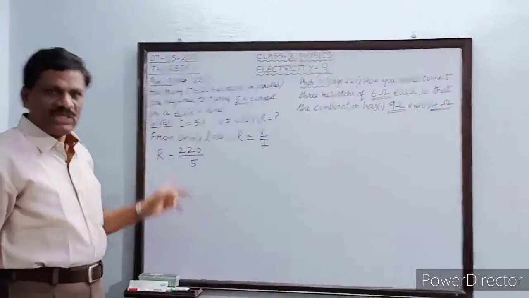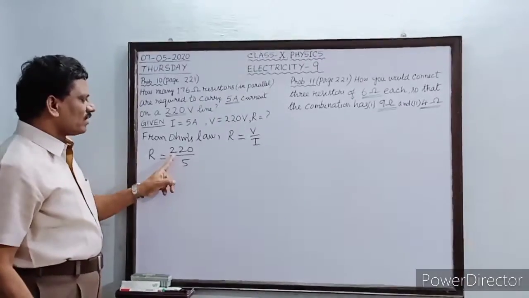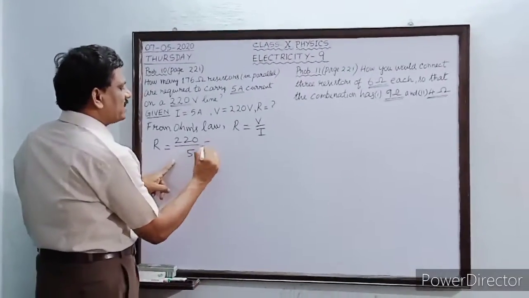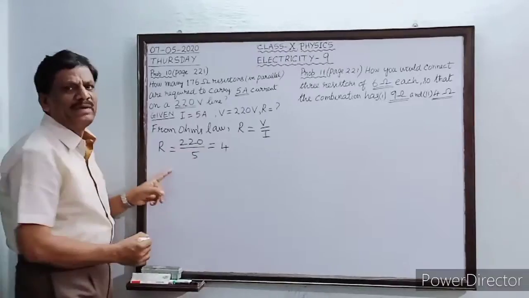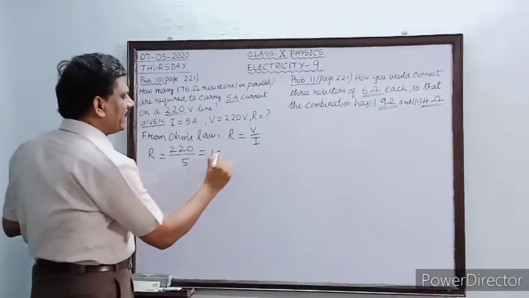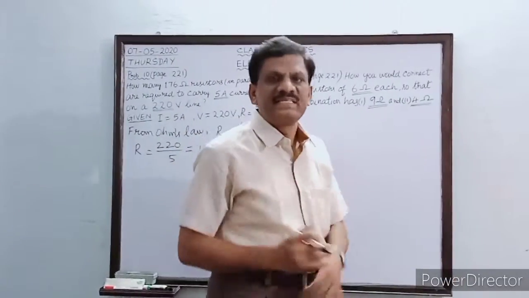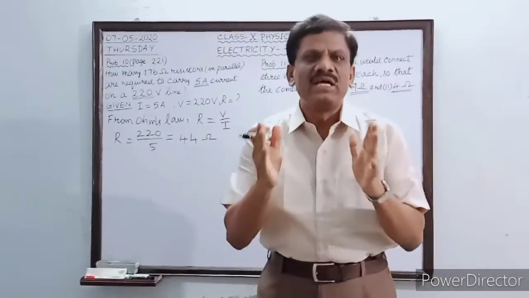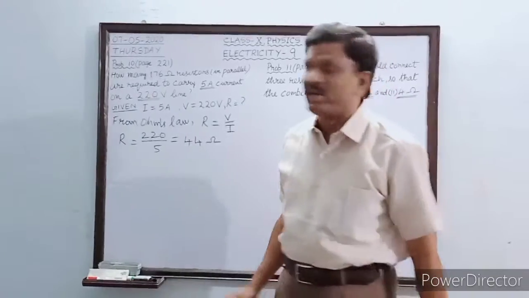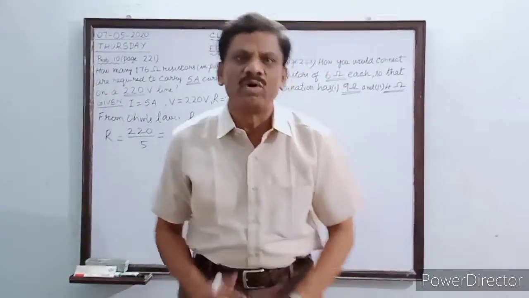Is it not? You divide, so 5 4s are 20. So the first digit is 4. 5 4s are 20, remaining 2. 2 and 0 makes 20. Again, that is 44 ohm. Are you all understanding first? So how much resistance of the wire is required here? R is equal to 44 ohm.